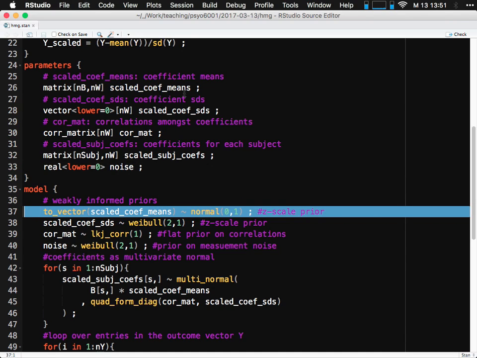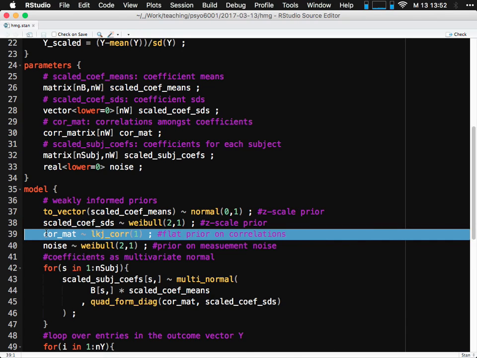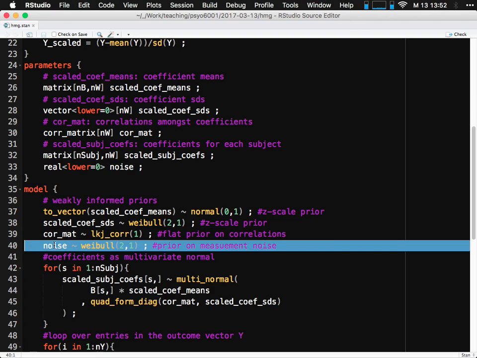Express a prior on the coefficients as they're all just normal 0, 1. Express a prior on the variability. So Weibull is pretty reasonable for that. Flat prior on the correlation, and a Weibull prior on the noise as well.